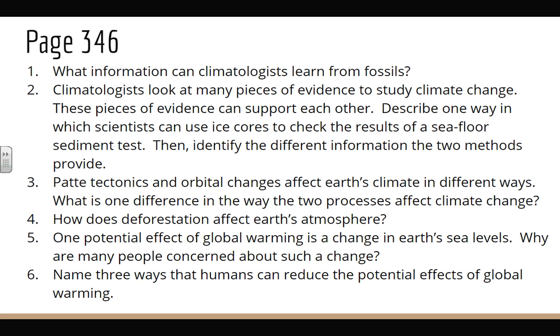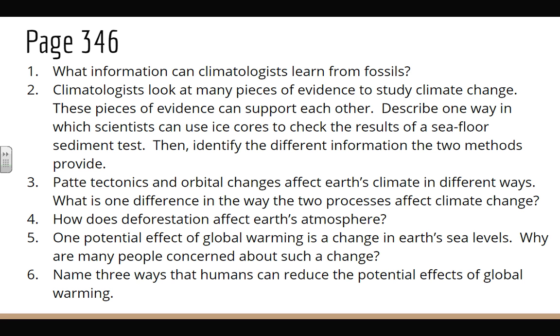Orbital changes move the entire Earth to make changes. Again, plate tectonics moves plates around the Earth, causing change. Orbital changes move the entire Earth to make changes.